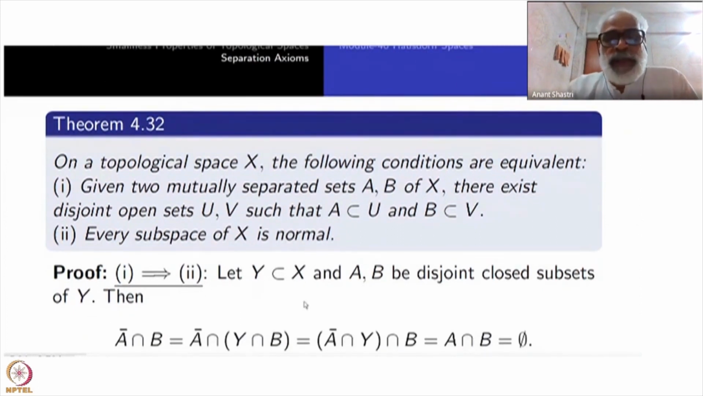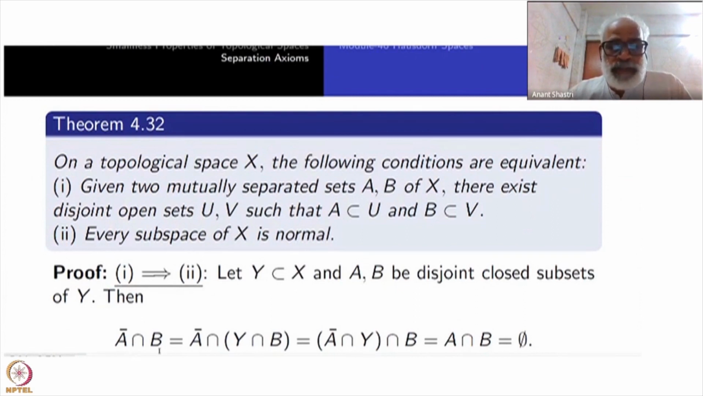So let Y be a subspace of X. A and B be disjoint closed subsets of Y. Then I have to produce disjoint open subsets of Y containing A and B respectively. That is my aim. Okay. Now what happens? A and B are disjoint closed subsets. Okay, closed inside Y, not inside X.